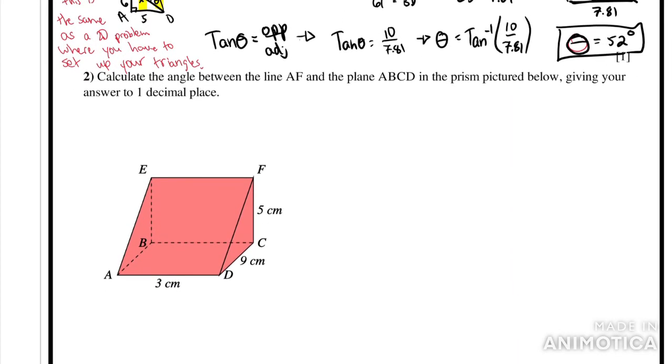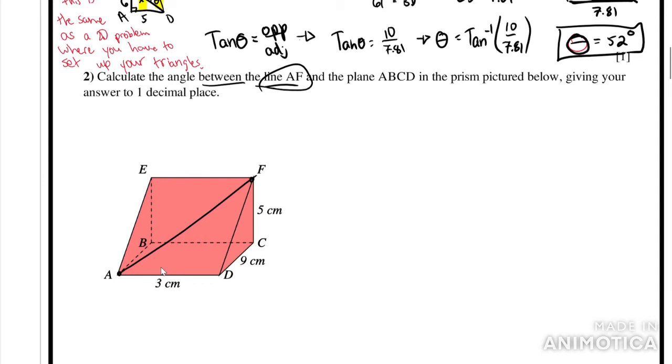So they're now looking for calculate the angle between the line A to F. So the first thing I'm going to do is draw a line. I'm going to find my A, I'm going to find my F, and I'm going to connect the two with a line. So it wants me to go across the face, and it's saying calculate the angle between this line and the plane ABCD.